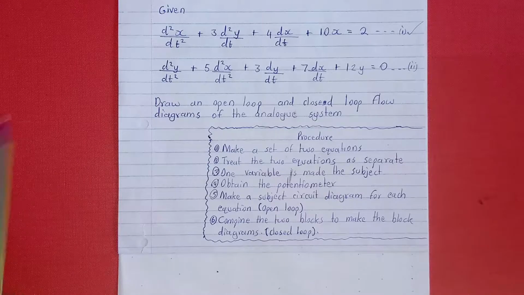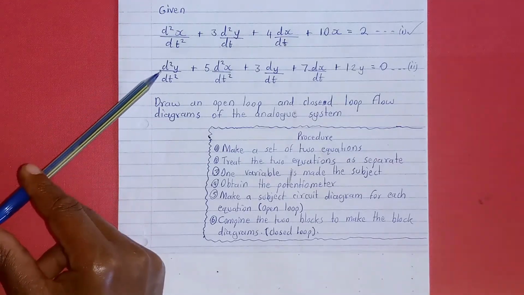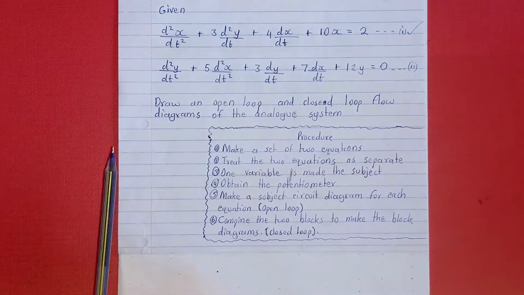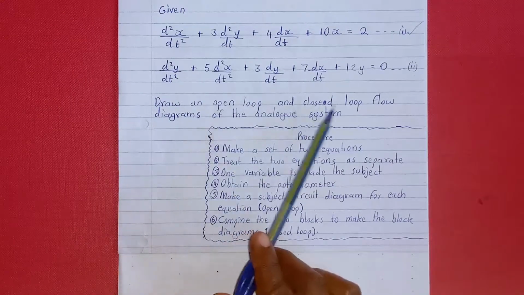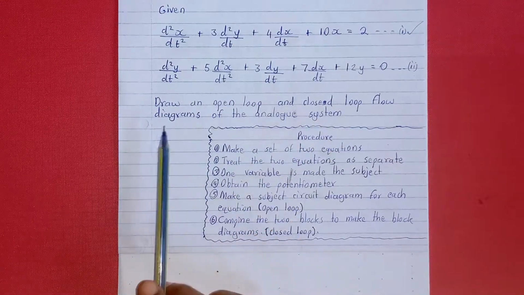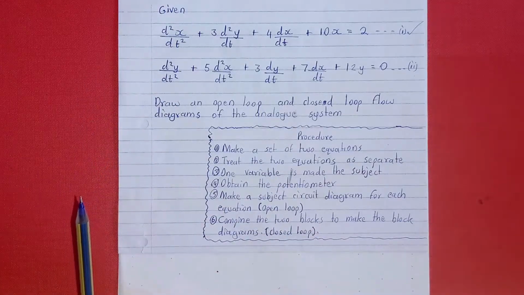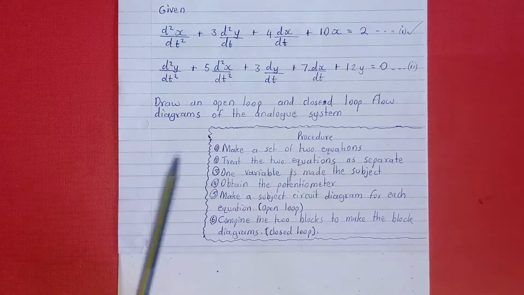Now we are provided with these two sets of equations, our equation 1 and our equation 2, and what is expected from us is to draw an open loop and a closed loop flow diagram of these two equations. For us to achieve that, we'll have to follow a series of procedures.